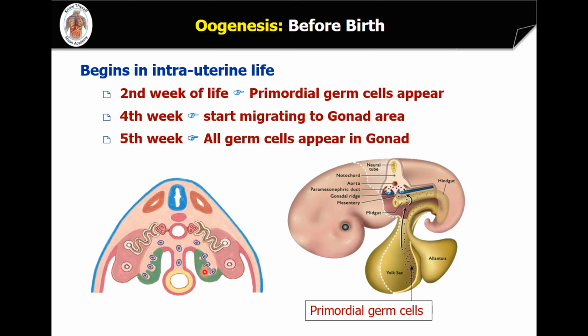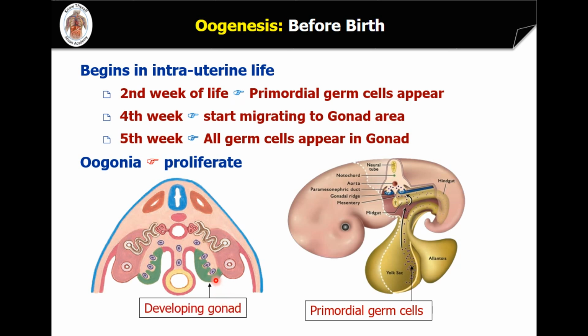In case of female, this is the ovary. So in the fifth week, the germ cells appear in the gonad area. So you'll find that the germ cells are in the posterior wall, which gives rise to the ovary. The cells have appeared there. These are the oogonia now, and they proliferate by mitosis. We know proliferation means increasing in number by mitosis. So oogonia divide again and again.